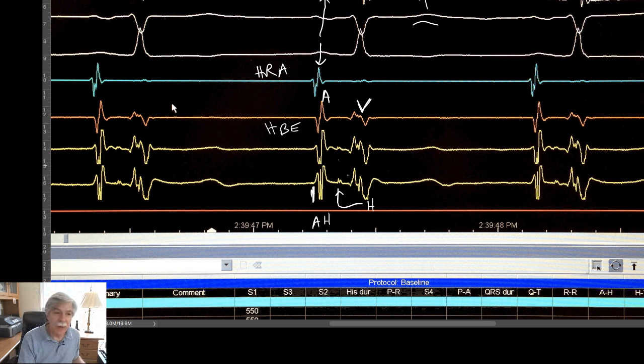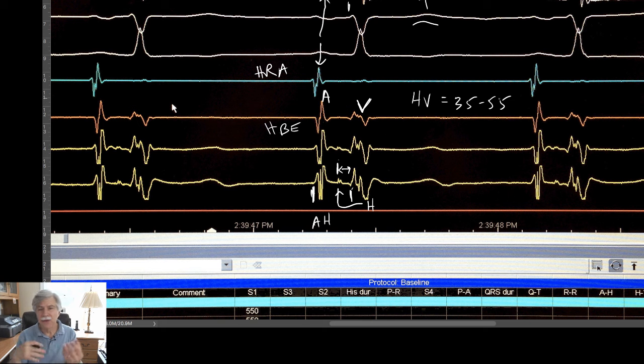But when you measure from the His bundle to the ventricular signal, either the one that the catheter is contacting or from the QRS complex, that's known as the HV interval. The HV interval tells you the integrity of the His bundle and all the bundle branches. The HV interval has a relatively narrow normal range of 35 to 55 milliseconds. So normal would be 35 to 55 milliseconds.